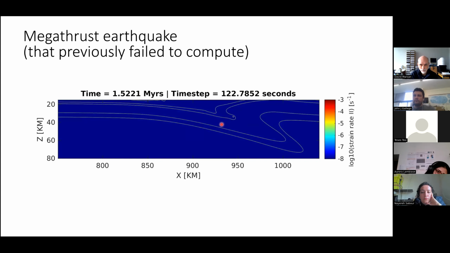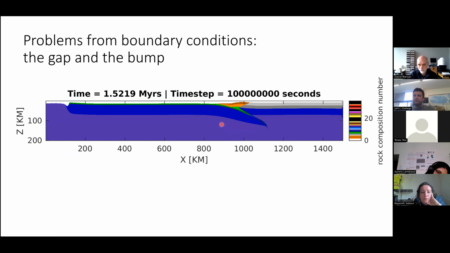Maybe someone already noticed when I showed this figure earlier, but there's a gap here. This is air. The white is air. So there's just a gap here at a very steep slope. And for a long time, for example, for the model I just showed you, this didn't provide any issues.